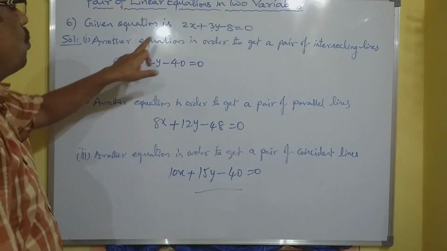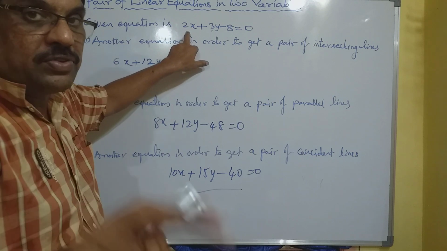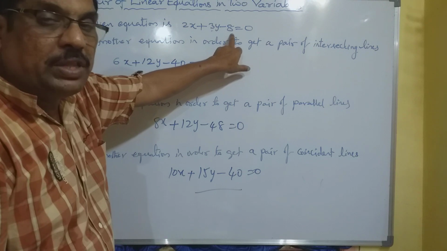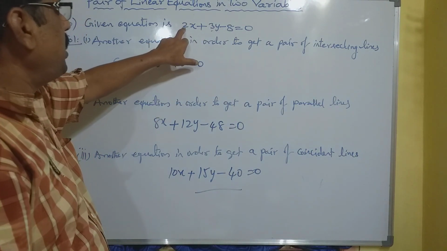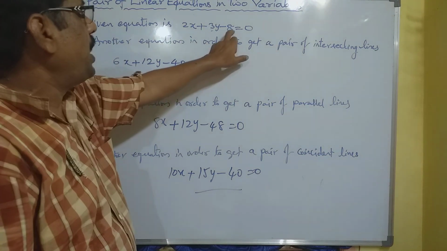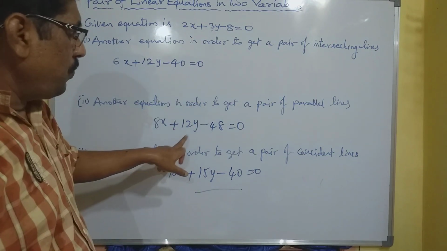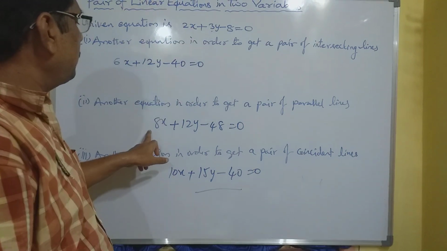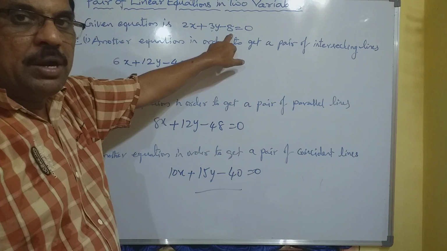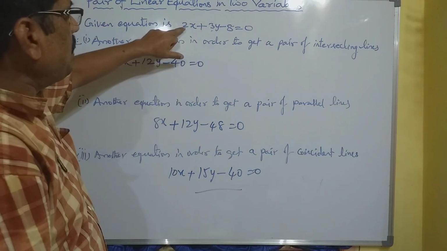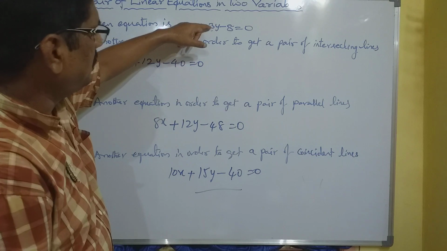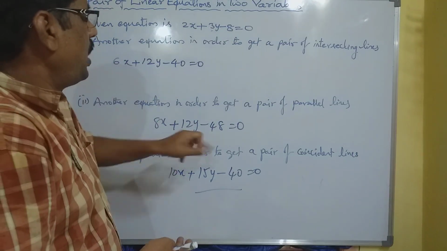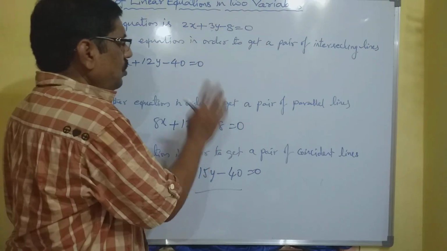Once again I will explain. One equation has been given. In order to get intersecting lines, you should multiply the x coefficient, y coefficient and constant with different numbers. For example, here I multiplied 2 with 3, 3 with 4, 8 with 5. But if you have to get parallel lines, the x coefficient and y coefficient must be multiplied with the same number, and the constant with any other number. Here I multiplied 2 and 3 with 4: 2 times 4 is 8, 3 times 4 is 12. And 8 should be multiplied with any other number, so I multiplied with 6, 8 times 6 is 48.